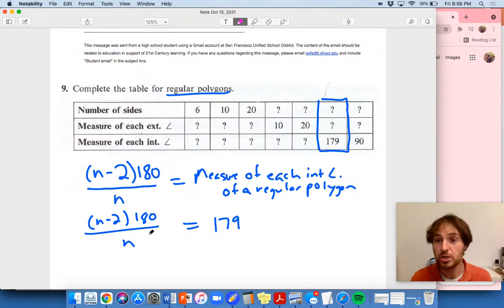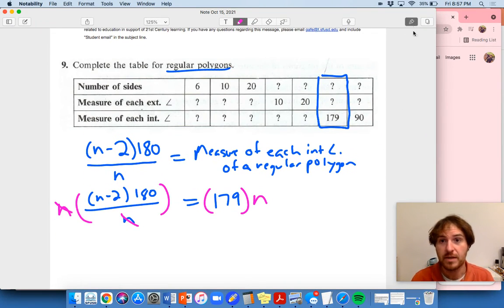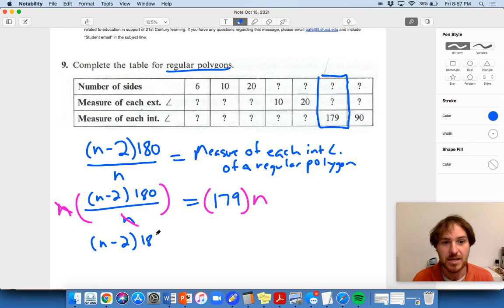Whenever you have a variable in the denominator, one way we can think about setting it free is multiplying both sides by n. Because if I'm dividing by n, what gets rid of division by a number? Multiplying by that number. And if I multiply both sides by that same number, I'm going to keep my equation balanced. So if I multiply the left by n, I have to multiply the right by n, and that's nice because I'm going to have no fractions over here. n divided by n is 1, and then I can bring everything else down. I have n minus 2 times 180, and that's going to equal 179n.